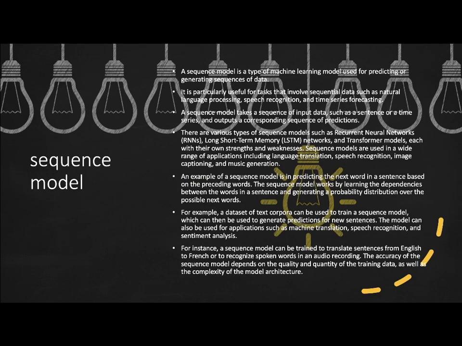Another model that is also used is the sequence model. This is used to predict or generate sequences of data, and it takes input data such as a sentence or a time series and outputs a corresponding sequence of predictions. I would like to show an example like this. An example of a sequence model is predicting the next word in a sentence based on the preceding words. As I would say, in our era now it is the AI. They already know what you wanted to ask them. You ask them a question and they know the answer.